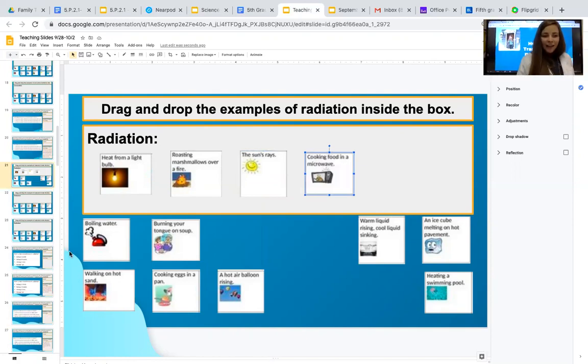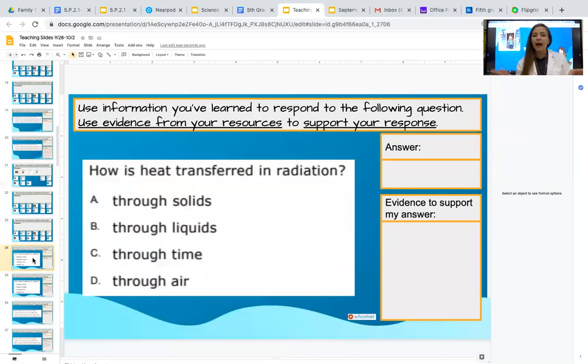All right. Lastly, we could also have heating a swimming pool. If the swimming pool is outside, the source of heat that's going to be heating that pool would be the sun. So that could also be viewed as radiation, but the biggest heat transfer happening would be convection to heat the entire pool. Just to let you guys know. Okay, so how is heat transferred in radiation? Is it through solids, through liquids, through time, or air? How is heat transferred in radiation?